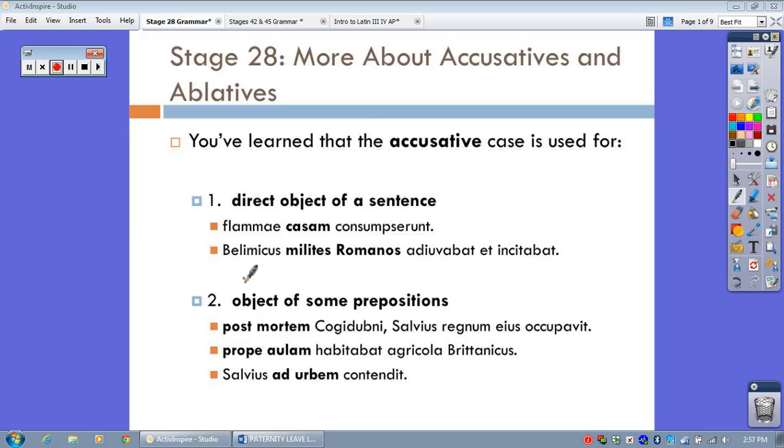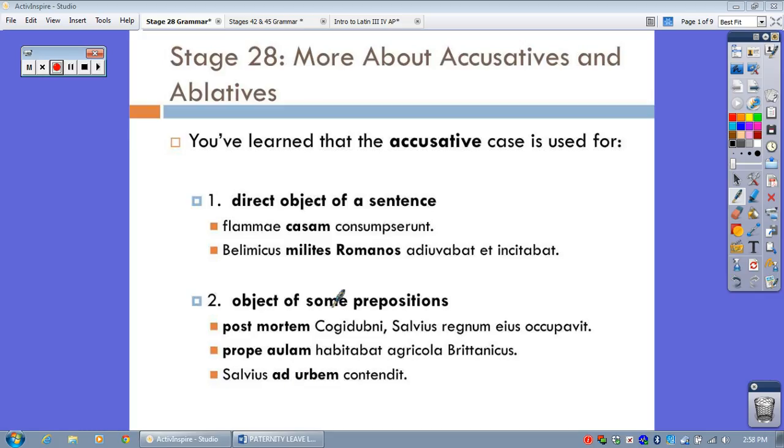Now you also know that the accusative case is sometimes used as the object of certain prepositions. So how do you know again? Well, if you remember the ablative case, the sine sub prepositions, ab, de, ex, pro, cum, in, sine, sub, those 8 prepositions are always followed by a noun in the ablative case. Most of the times you see a preposition in Latin, it's followed by a noun in the accusative case, as in post mortem, after the death of Cogibert. Prope aulam habitabat agricola Britannicus, a British farmer was living near the palace. Savius ad urbem contendit, he hurried to the city.